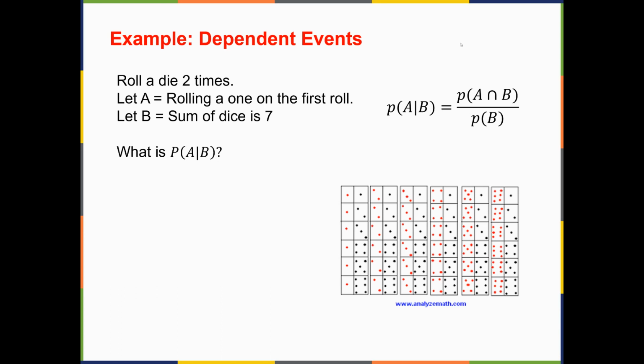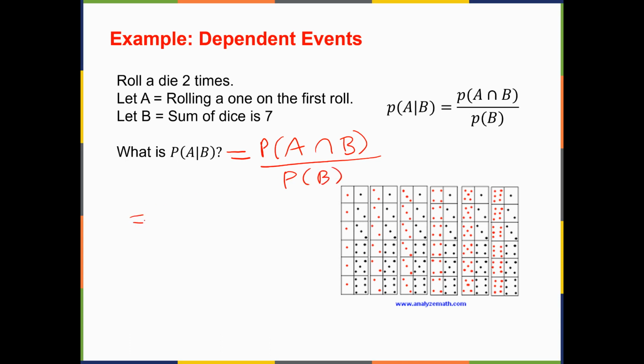All right, let's see if we can compute the probability of rolling a 1 on the first roll given that the sum of the dice is 7. It's as if a friend is rolling the dice in a box and they say, oh, it turns out to be a 7 for the sum. And you ask, what was the probability the first roll was a 1? That's the situation. Let's see if we can figure this out using our formula. Our formula says the probability of A given B equals the probability of A and B divided by the probability of B.